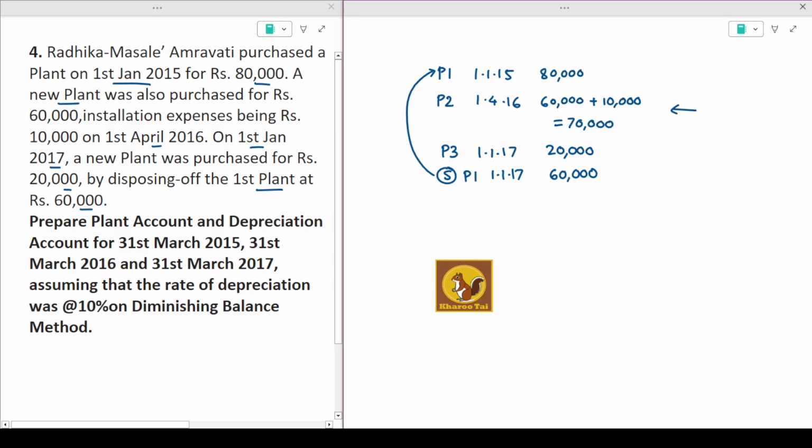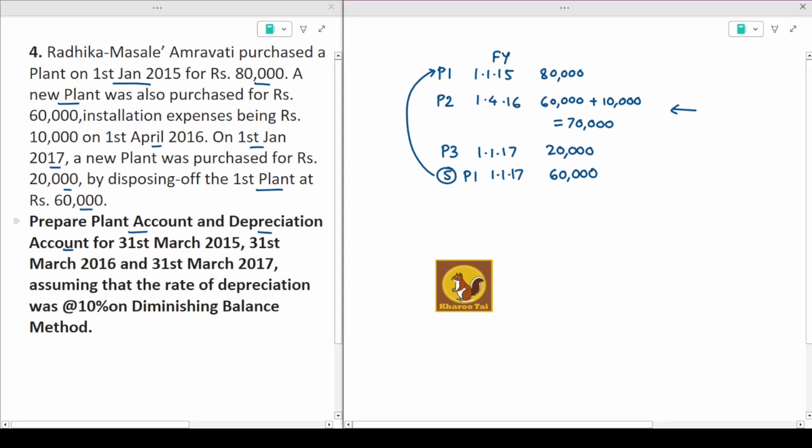What they want: prepare plant account and depreciation account. Two ledgers we have to prepare, no journal entries, and plant account, depreciation account for 31st March 15, 31st March 16 and 31st March 17. So let's see what are the financial years.